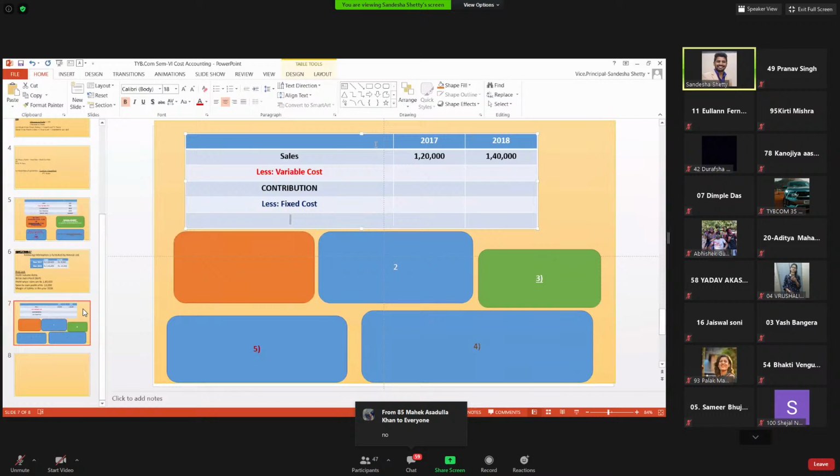Does only Jyoti have a problem? Others, you don't have a problem. So the final answer will be profit. Profit is given. They have given the first point and the last point, but not the middle points, correct? Tell me, what is the profit? 8,000.